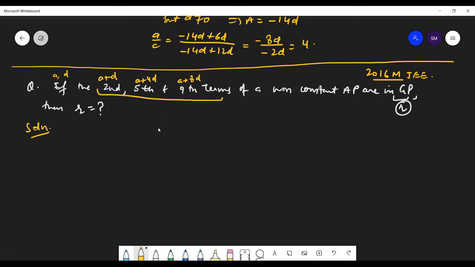Good. Now you know that they are also in GP, right? Yes, sir. So like you did the last question, same way you will be doing this question also. So this will be your geometric mean. Therefore, (A plus 4D) whole square is equal to (A plus D) into (A plus 8D), right? Okay, find out.